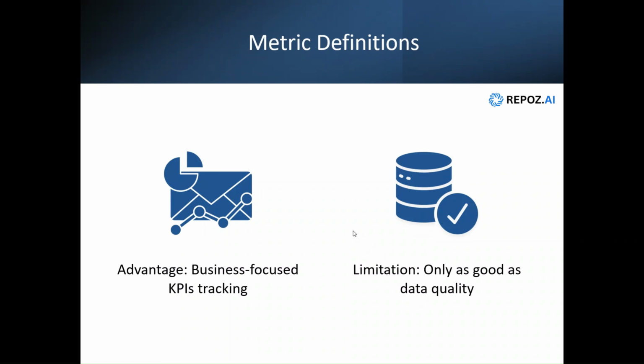Pulse enables precise business-focused KPI tracking by allowing users to define metrics that matter most to them. This helps ensure that the alerts are meaningful and tied to real goals. However, these definitions are only effective if the underlying data is accurate and reliable.